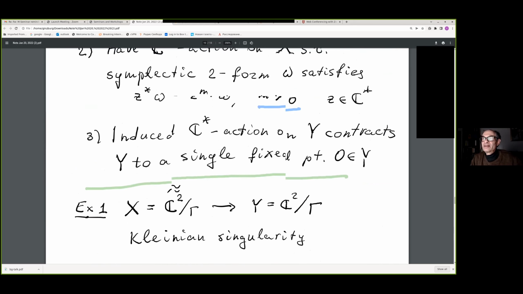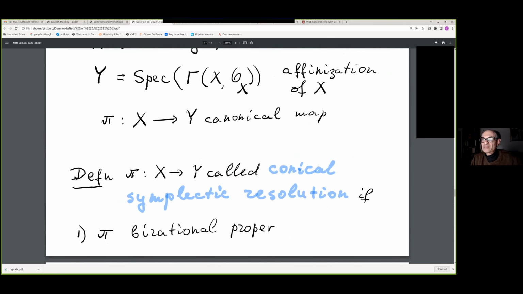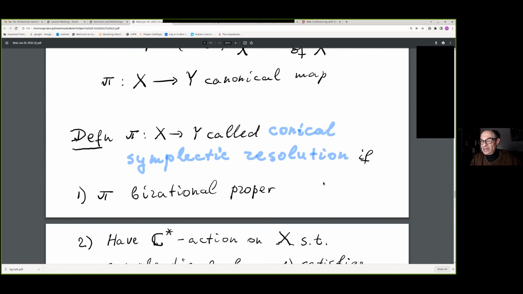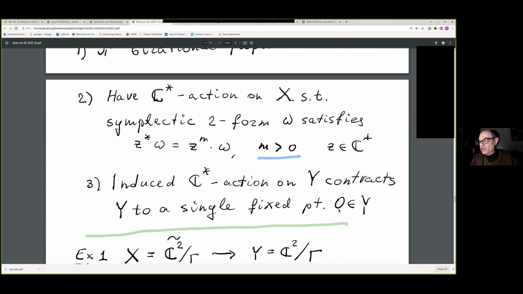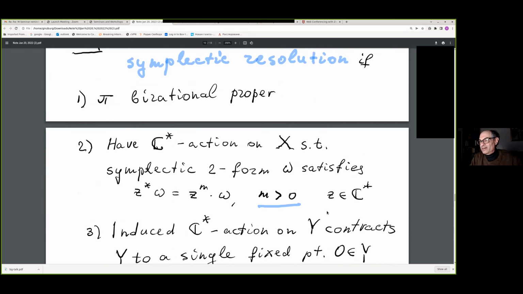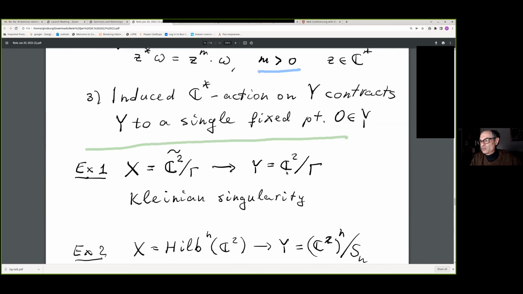Here, in the general definition, we have this x goes to y. But now by the axioms, we have a C star action which contracts y to a single point. This point is denoted by 0 because in all examples, it is indeed 0 in any sense you can make. For instance, in C2 mod gamma, it is 0 in C2. And also here, you take 0 in C2 and take n, I mean, all the time 0. So it's always clear what this 0 is.